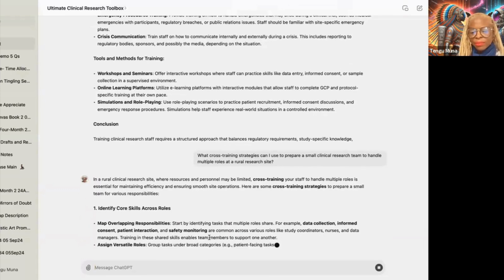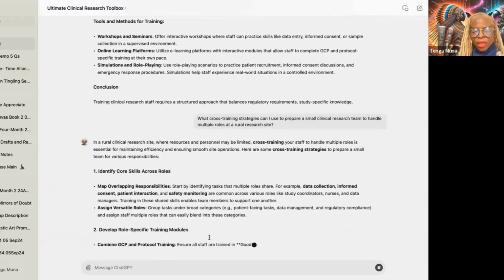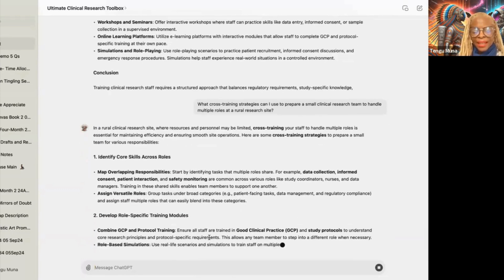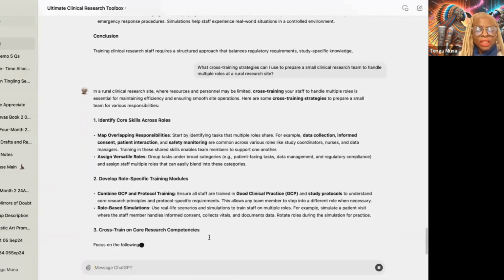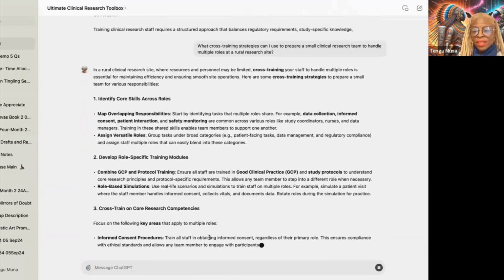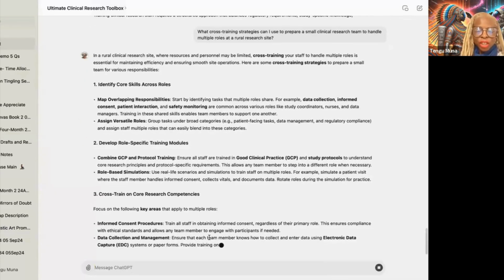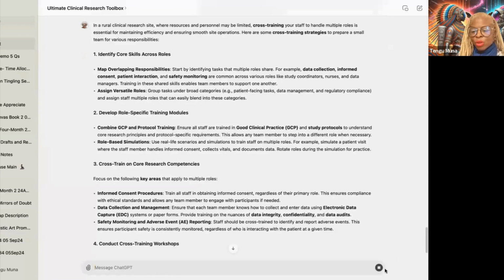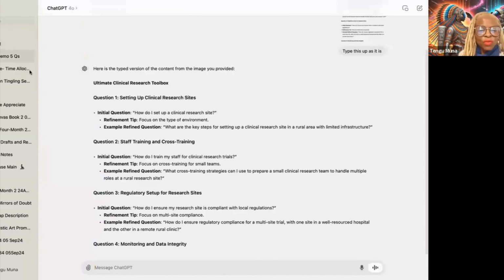And here we are. That's exactly what you can do to ensure that your study coordinator or clinical research nurse is successful at managing multiple trials. Let us move on to the next question. I think this will be the last one for this demo.